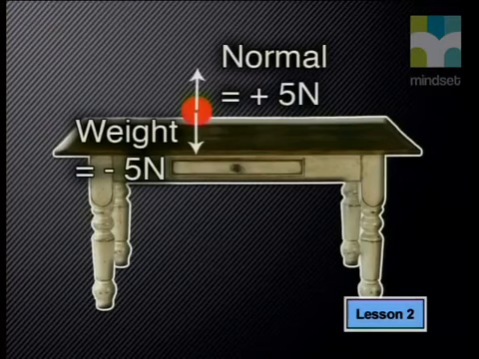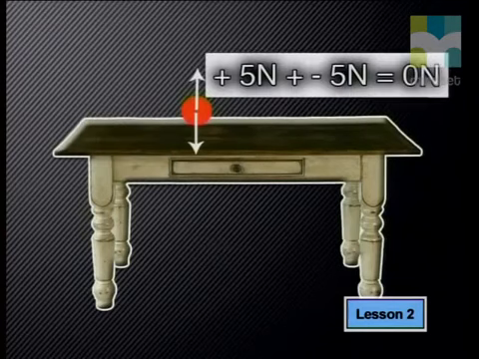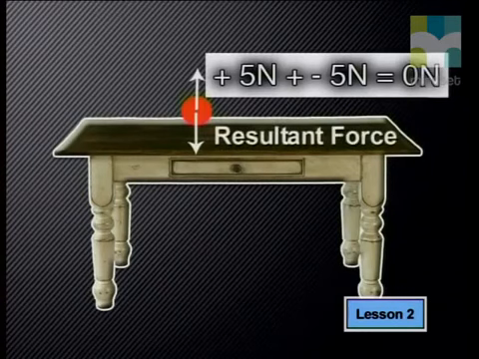The weight acts down with a force of 5 newtons. The normal force of the table on the book is also 5 newtons, but upwards. I can show this direction using a sign. For this example, let up be positive and down be negative. Now when I add the forces together, plus 5 newtons plus minus 5 newtons, this gives me an answer of 0 newtons. We call the sum of all the forces acting on the body or object the resultant force.